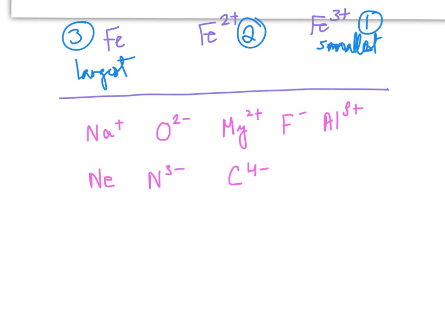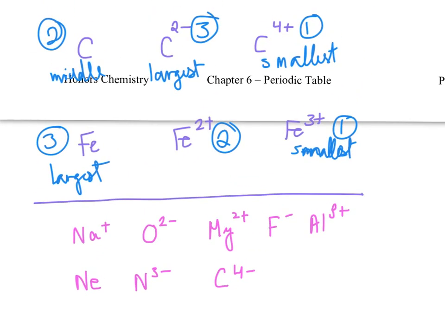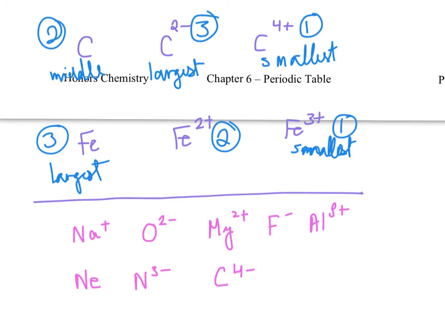So I can compare between elements if they have the same number of protons, just different electrons, or I can compare between them if they have the same number of electrons but different protons. So let's think about this.